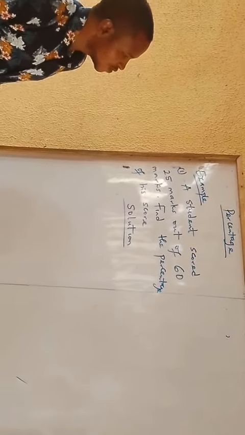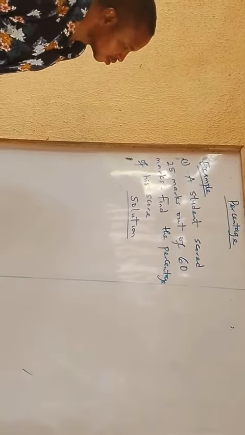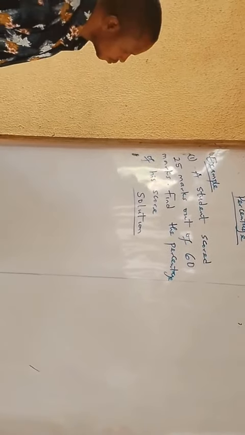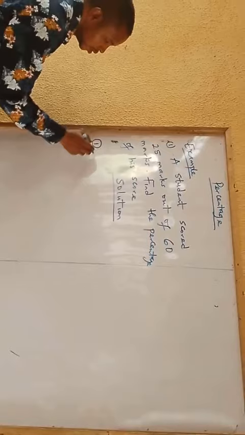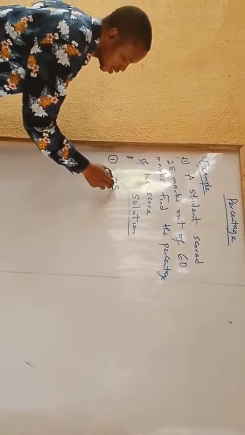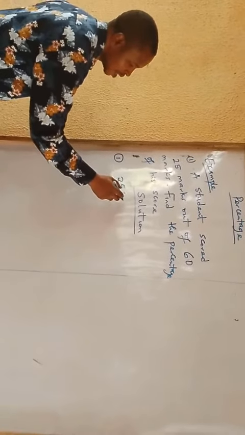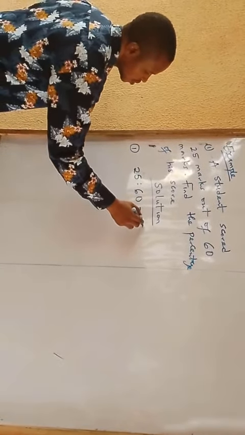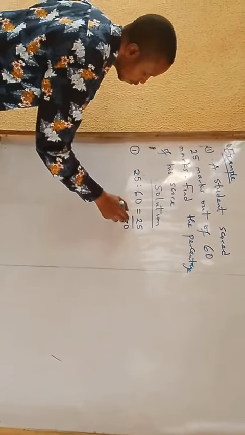A student scored 25 marks out of 60 marks. Find the percentage of his score. The score of that student is 25, while the total mark is 60. So that means we have the ratio 25 to 60, which is the same thing as 25 over 60.